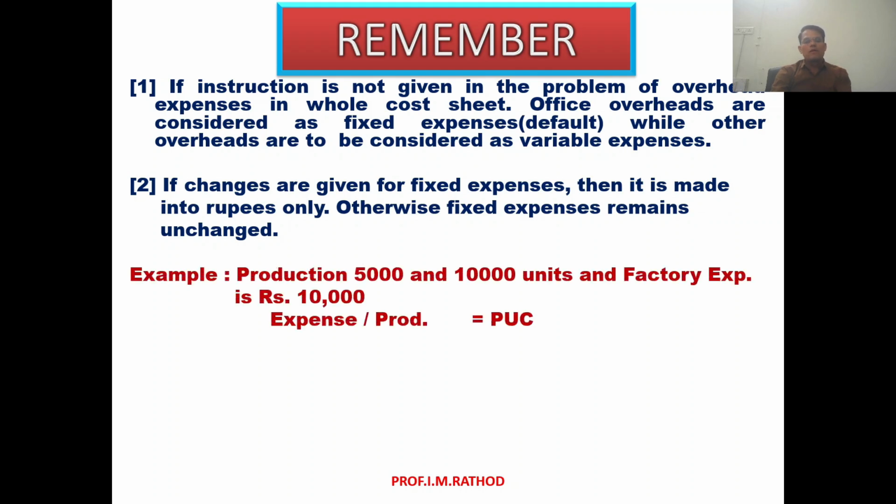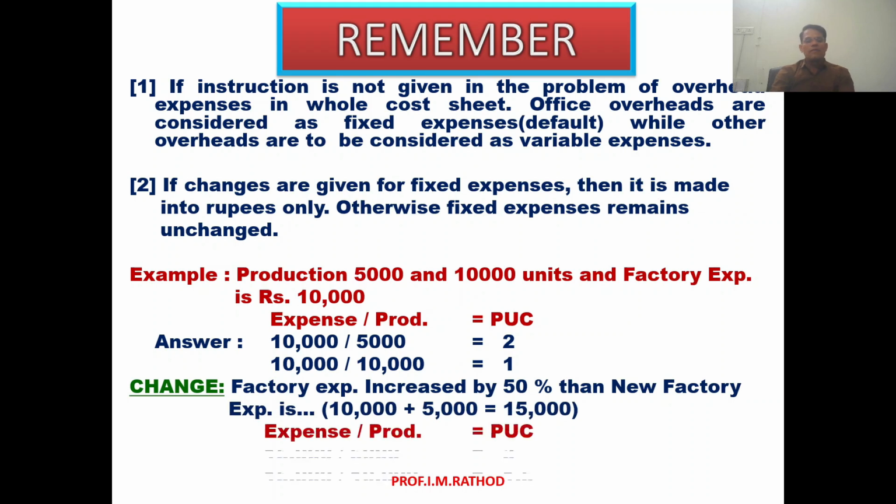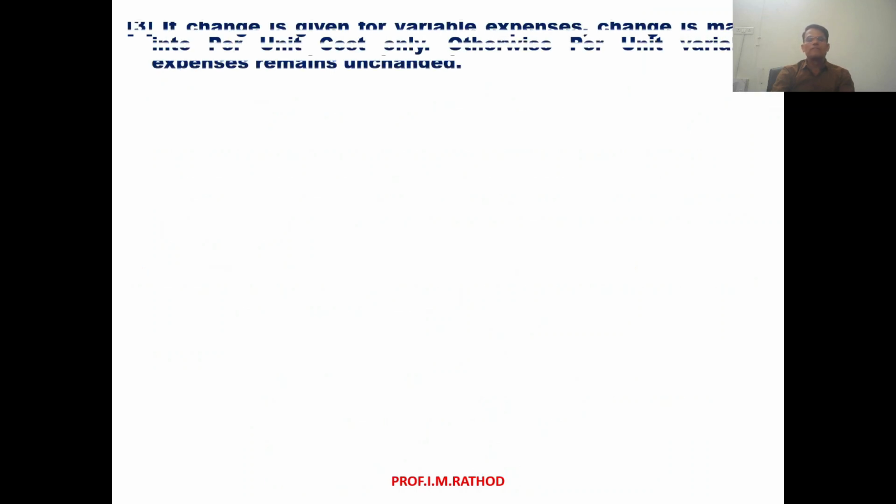For example, for production of 5,000 and 10,000 units, factory expense is 10,000. So per unit cost is 10,000 divided by 5,000, which is equal to 2 rupees, and 10,000 divided by 10,000 units is equal to 1 rupee. If factory expenses increase by 50%, the new factory expenses are 10,000 plus 5,000, which is 15,000. Divided by 5,000 units, the per unit cost is 3 rupees. For 10,000 units, 15,000 divided by 10,000 is equal to 1.5 per unit.